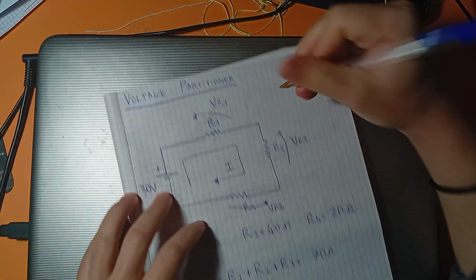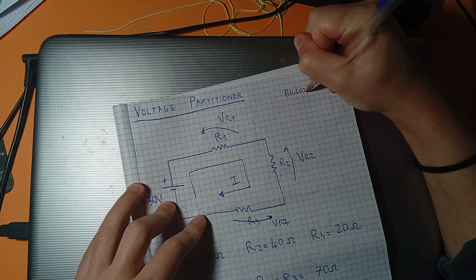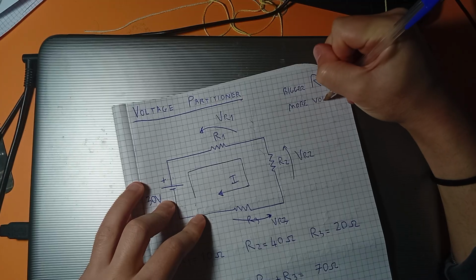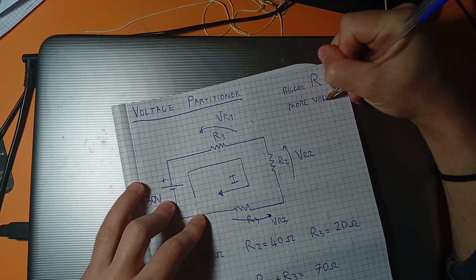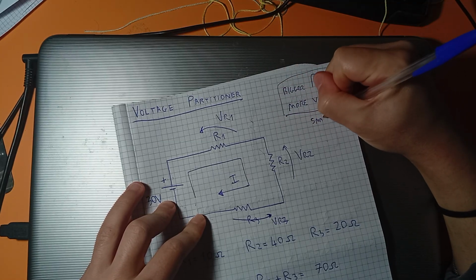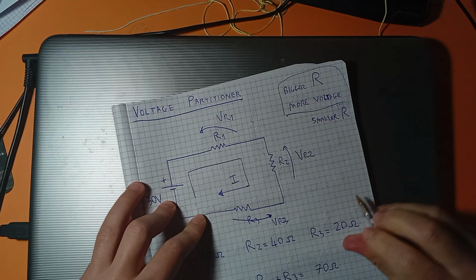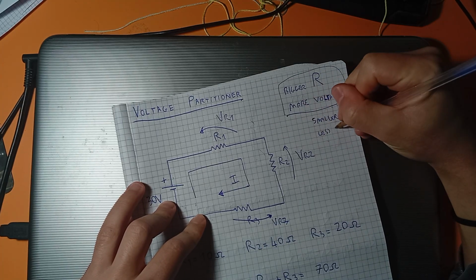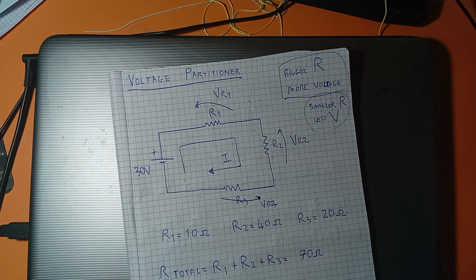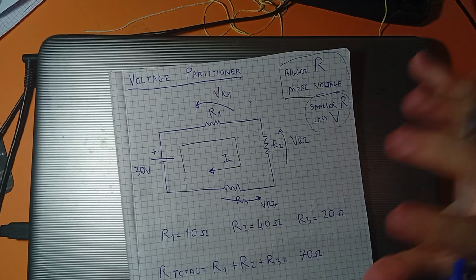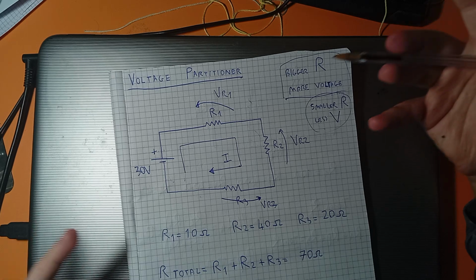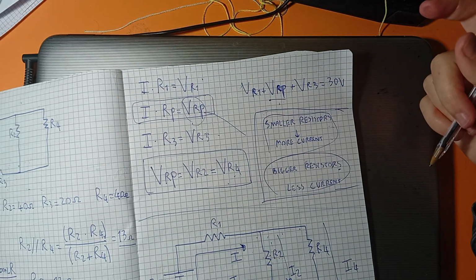In the voltage divider, the bigger resistors take more voltage, and the smaller resistors take less voltage. This is how the voltage divider works. As we have seen, the voltage divider and the current divider work in two opposite ways. Everything seems kind of opposite. I hope everything is clear.